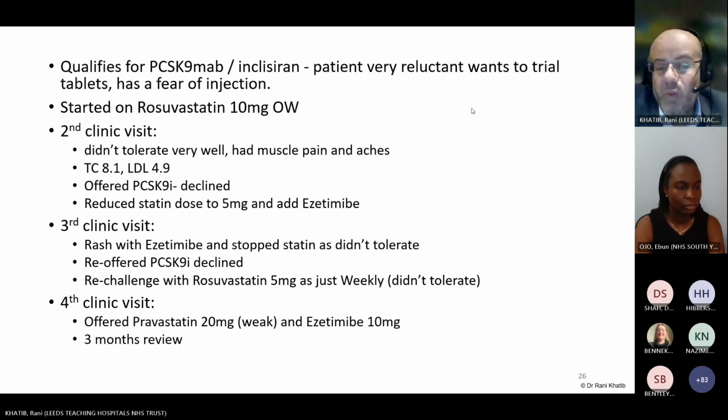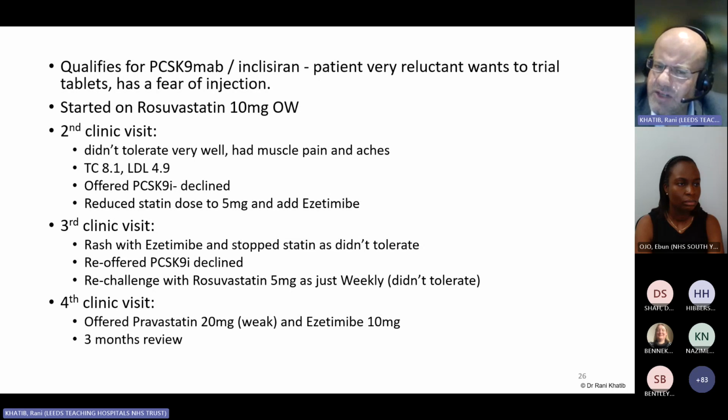So we established that the pravastatin testing that he had before probably wasn't convincing. So we thought, you know what, let's try something different. Pravastatin, which is a weak statin, but with ezetimibe. I know he had a rash, but we couldn't establish if that rash was genuinely due to ezetimibe. And we asked him to describe it. Is it on the day? It didn't tally. The rash he had was before he even swallowed his ezetimibe tablet.